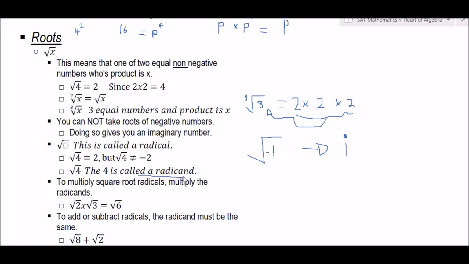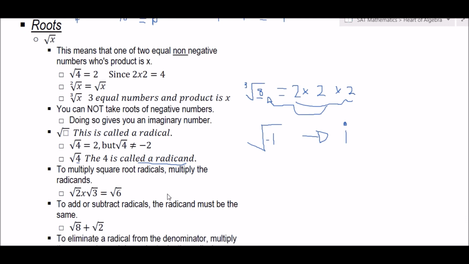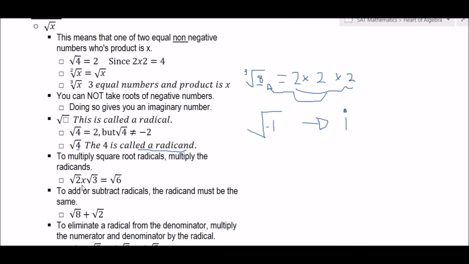So this 4 here is a radicand. This 8 in our question here is a radicand. Okay, so then moving on. To multiply square root radicals, multiply radicands. So here is the square root of 2 times the square root of 3. That gives us the square root of 6 because we multiply the radicands, 2 and 3, giving us the square root of 6.